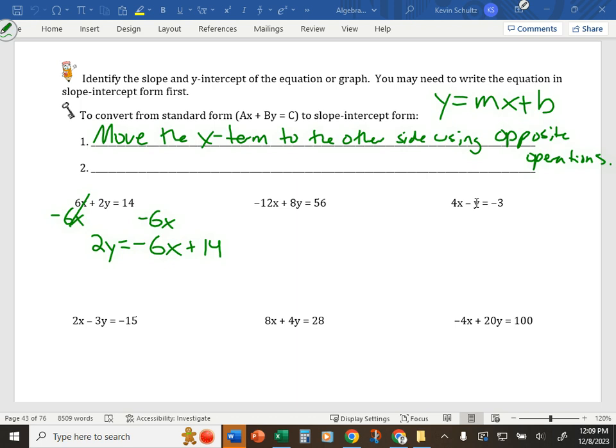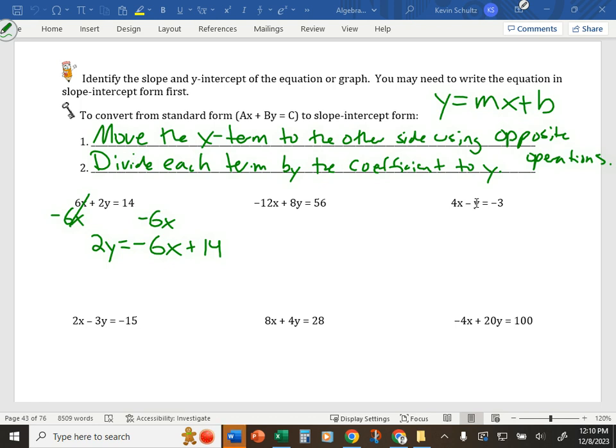Second step, anyone have a guess? Yeah. Divide everything by 2. Excellent. Divide each term by the coefficient of y, right?